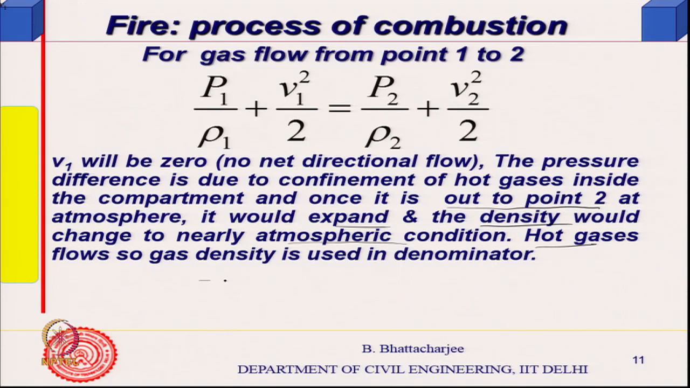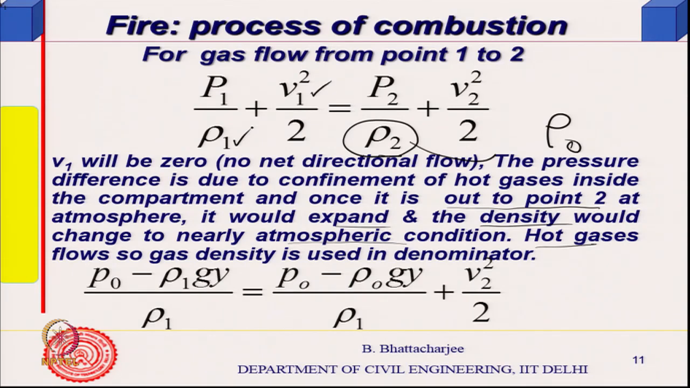So, hot gases flow, so gas density is used in the denominator. Velocity is 0, and outside density will be rho 0, inside density will be gas density, right. So, that is what it is. This was the pressure in 1, if you recollect, rho 1, that was the gas, and G y divided by rho 1, and here rho 0 G 1, well this we will take as rho 0 gas temperature.